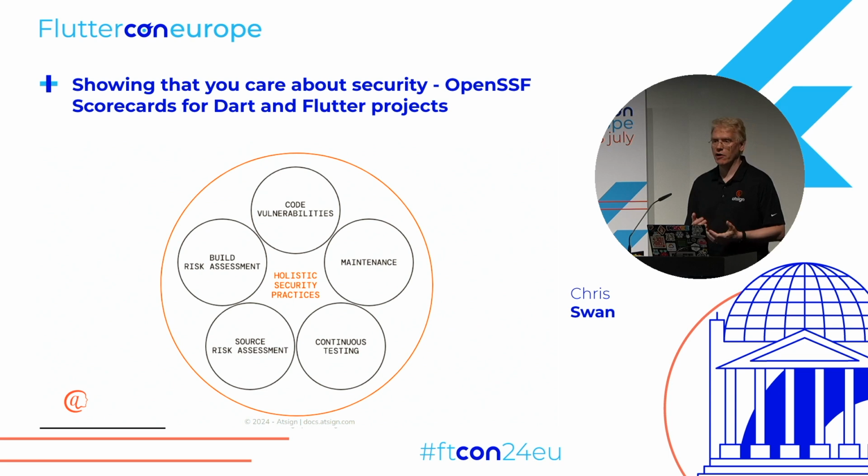A scorecard is a holistic set of checks against the security practices within a source code repository. And it's looking at a variety of different areas. So if I go around this circle here, code vulnerabilities, maintenance, continuous testing, source risk assessment, and build risk assessment all factor into the scorecard.